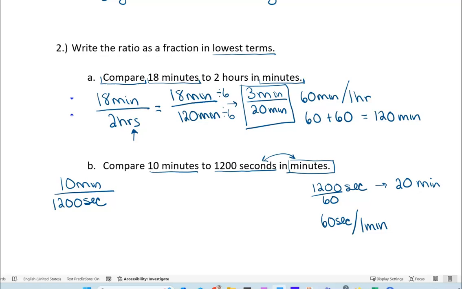or this ratio in the way that they're looking. All right, so this becomes the 10 minutes, which is unchanged, over 20 minutes. Now I need to write it in lowest terms. Well, I see that 10 goes into both of these. So I'm going to divide by 10, divide by 10, and that gives me 1 minute over 2 minutes. And that is your answer.